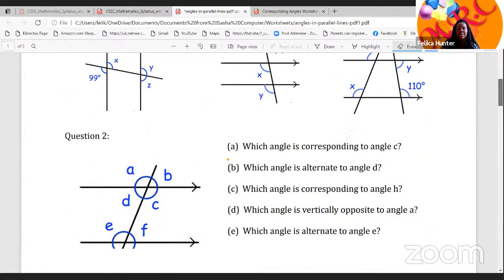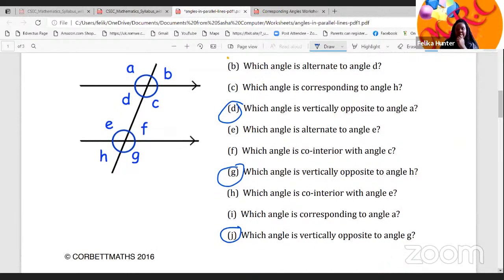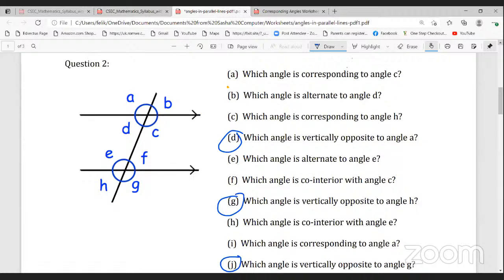And scrolling down to this one now, with the skill that was taught, you can do question D, question G, question J. Let me highlight those. You can do all of those with the skill that was taught today. All right. So highlight those questions.